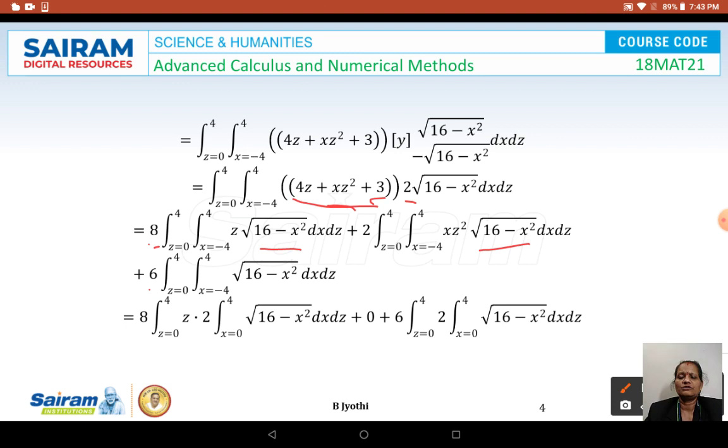Now, for the first one, we need to first integrate with respect to x. When we integrate with respect to x, z is taken outside and 2 is also taken outside, but only outside the integral with respect to x. This alone we have to take. And the second integral will become 0. Why? Because the limits are minus 4 to plus 4, and because of the nature of this function, it will become 0. The third integral we need to evaluate.